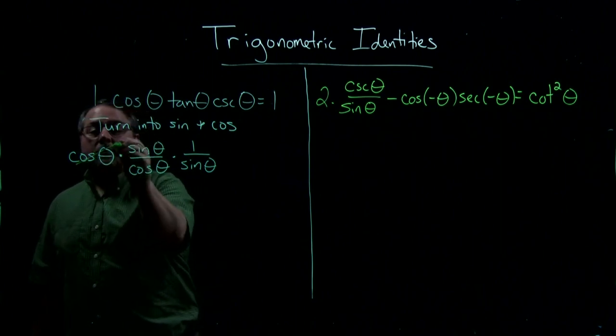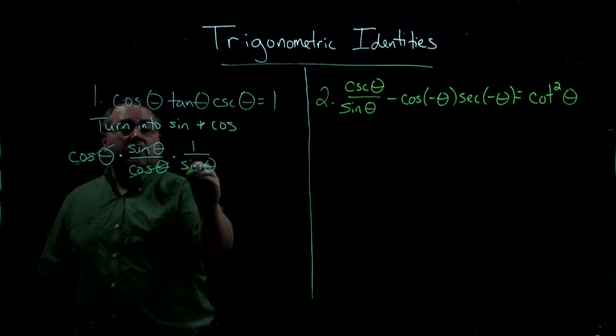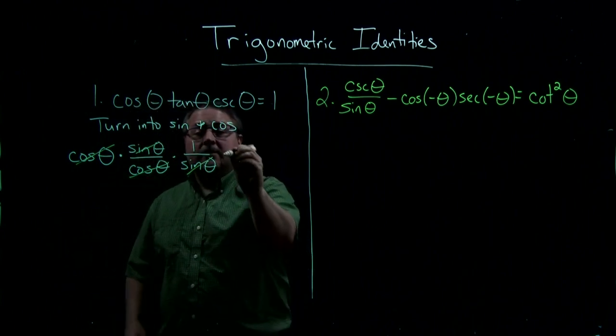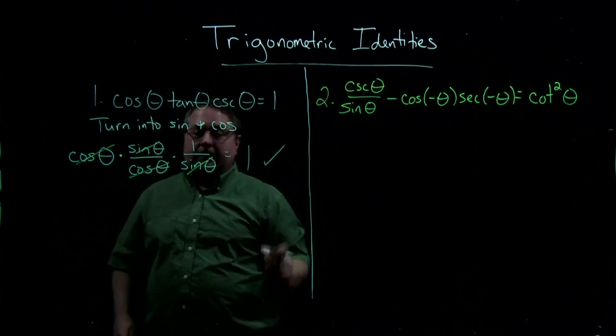And now we just cancel. So we have cosine over cosine, sine over sine. Everything cancels out, so this is indeed equal to 1.